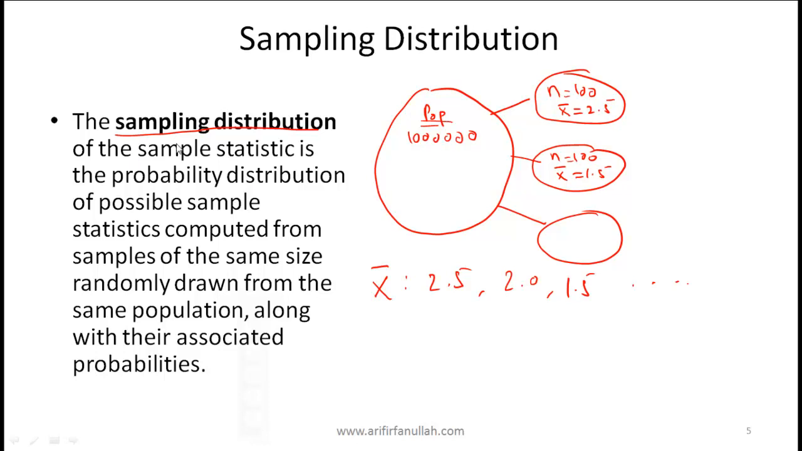So the sampling distribution simply refers to the distribution of these numbers. In our example, we are simply taking the mean. We could easily be looking at the distribution of the standard deviations or the variance, but let's keep things simple and focus on the means. So this distribution is called the sampling distribution of the sample statistic.